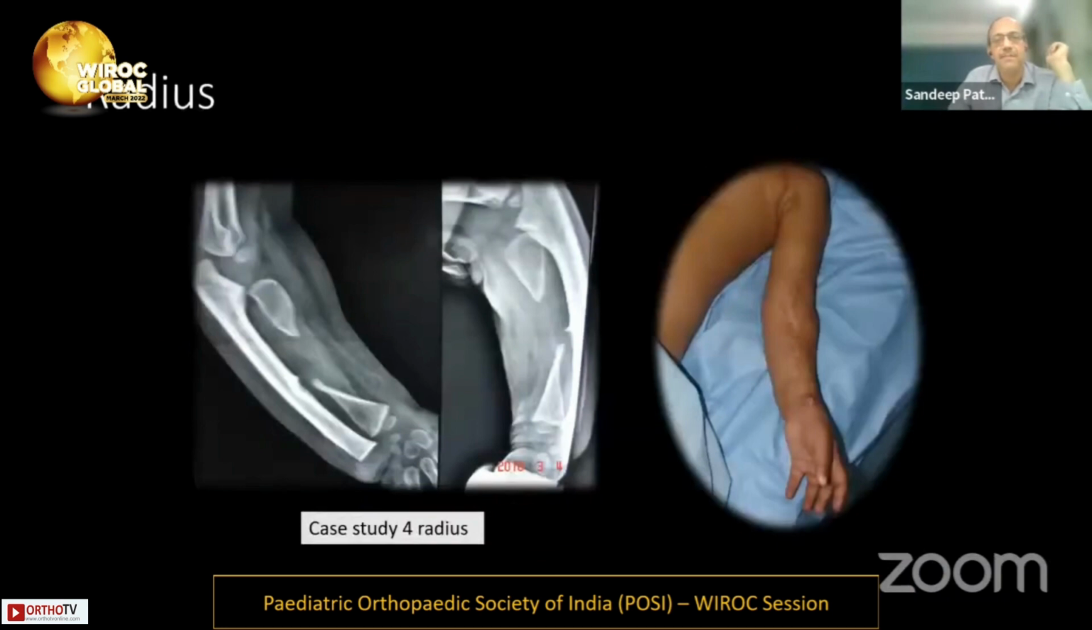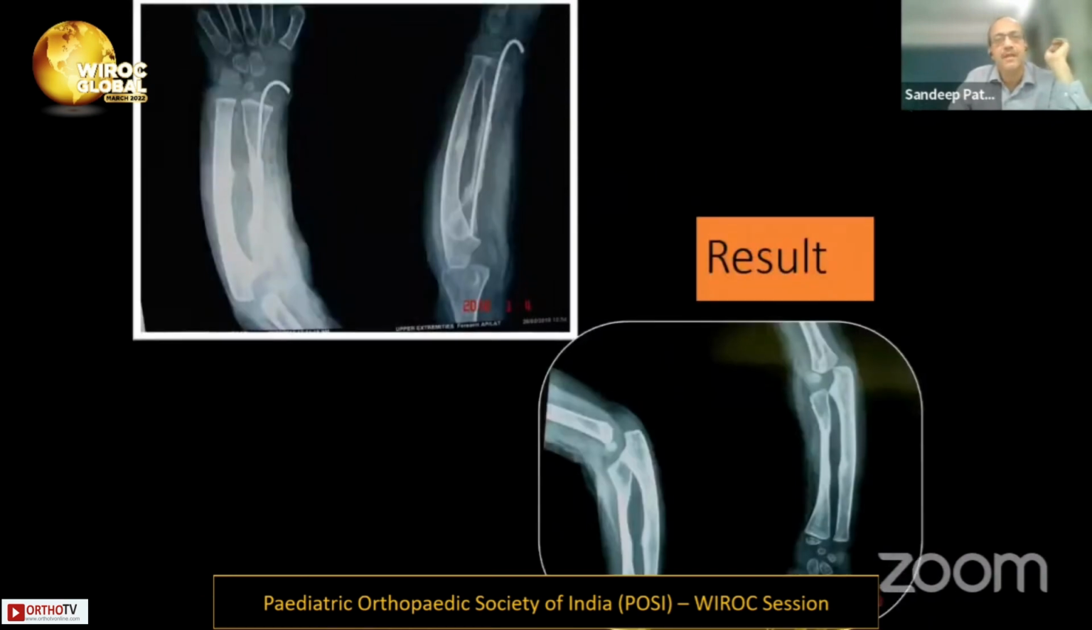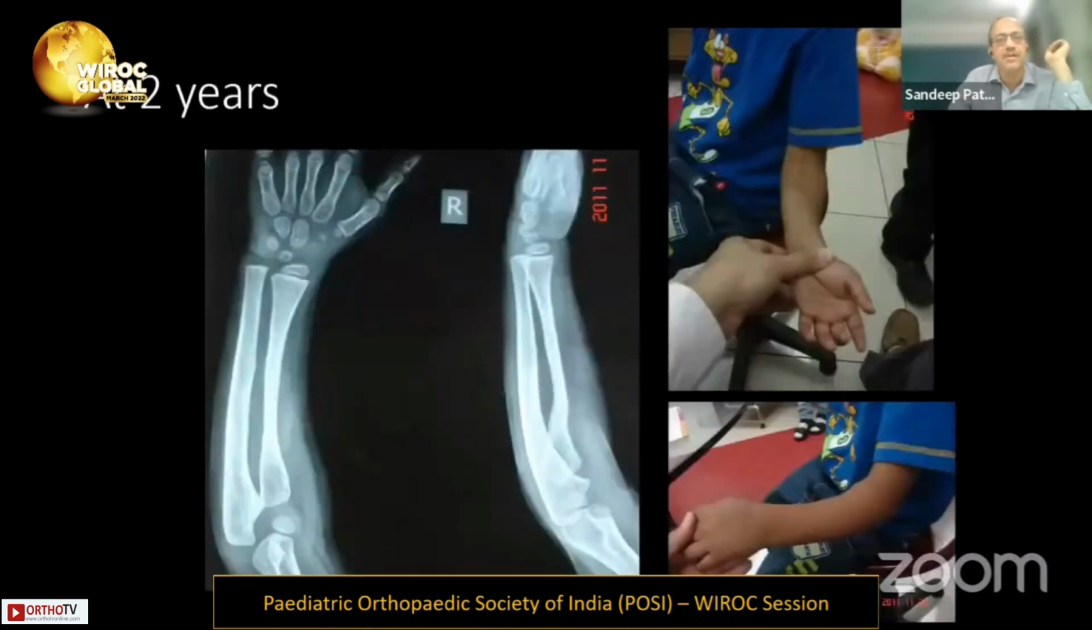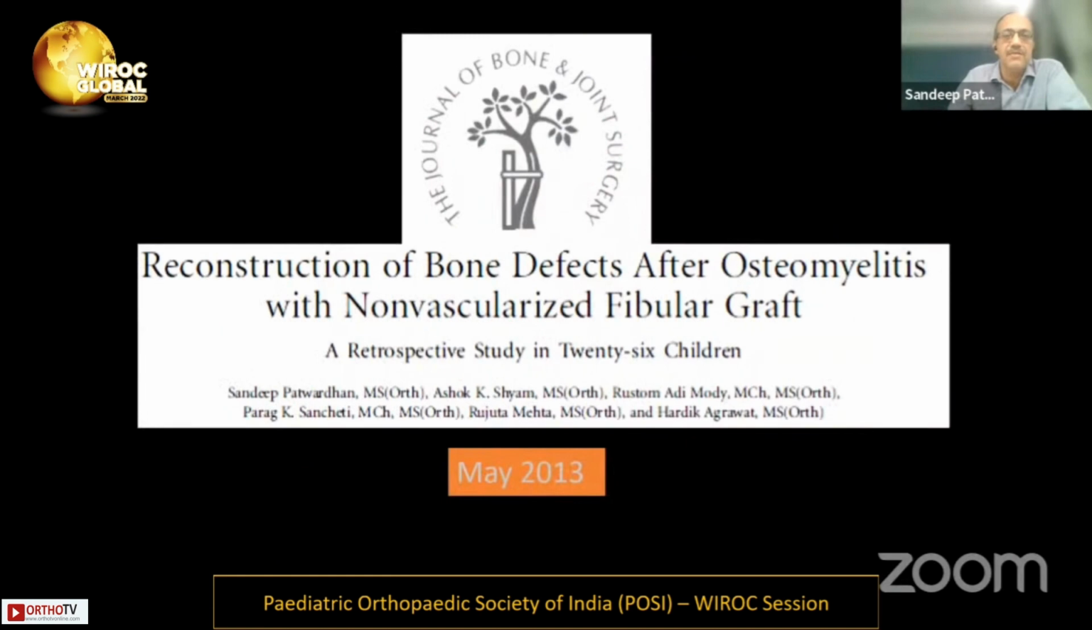Radius, again, a gap, use a distractor, get the length back, and then put a fibular strut with an intramedullary rod. And that is over a period of time how it regenerated, and that's a 2-year follow-up with excellent function. To conclude, non-vascularized fibular strut grafting is a good procedure. We had 92% union rates after the index procedure. It's a pretty simple technique, no specialized instrumentation is needed, it can be done by an average surgeon, and it's inexpensive.